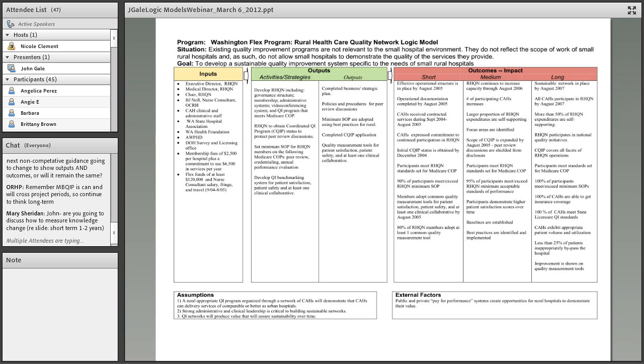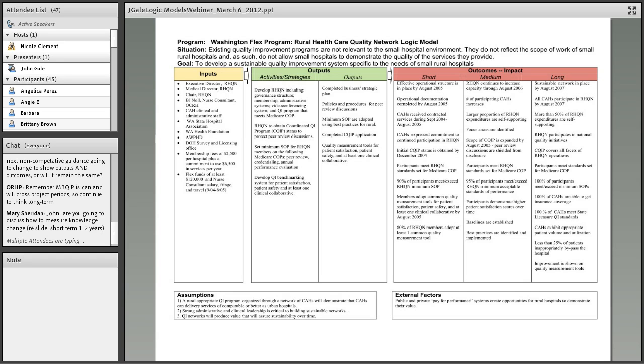They had membership fees of $2,500 per year, plus a commitment to use $6,500 in services that the hospital would purchase from the network. And they committed roughly $120,000 early on, plus the cost of the nurse consultant salary and fringes to the program. So that's what they put into the process.